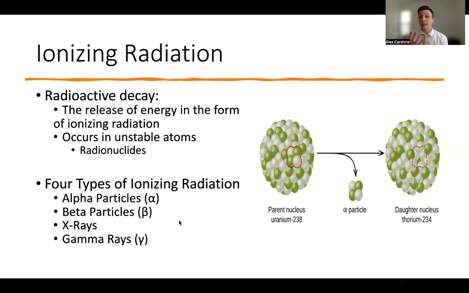There are 4 types of ionizing radiation that we need to keep in mind, the ones we're going to focus on. There are a few more, but these are the 4 we're going to focus on in this class. There are alpha particles with the alpha symbol, beta particles with the beta symbol, X-rays, and gamma rays with the gamma symbol. We're going to take some time to go into these a little more in depth, but alpha particles should sound familiar because we just talked about that. For example, going from that parent nucleus down to the daughter nucleus, it sheds off an alpha particle.